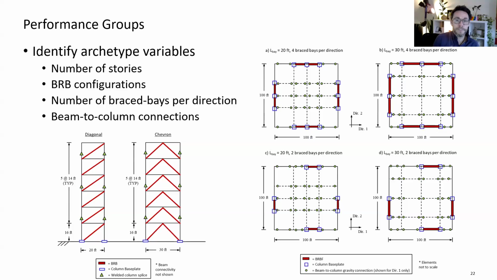So the archetype variables that we're considering here in the development of design requirements for BRBFs are the number of stories, the BRB configuration, so thinking about diagonal versus chevron bracing, as you can see in the image in the bottom right. We also consider the number of brace bays per direction, as you can see in the plans on the right. And as I mentioned earlier, whether or not we have a backup frame or not. So whether the beam to column connections in the frame are moment connected or simply connected.